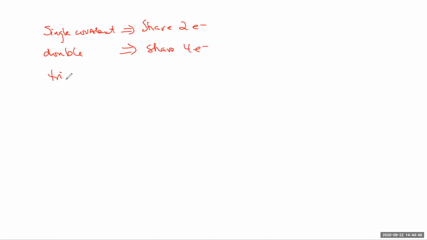So we're going to continue talking about covalent bonding, and just as a refresher, in the previous video we talked about making single bonds where you share 2 electrons. Right? We said a single covalent bond is where you share 2. A double covalent bond is where you share 4. And a triple covalent bond is when you share 6.